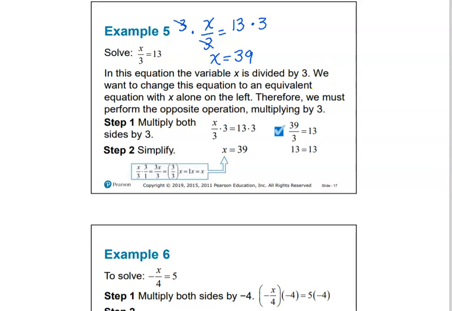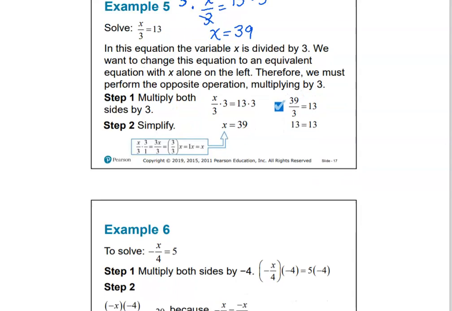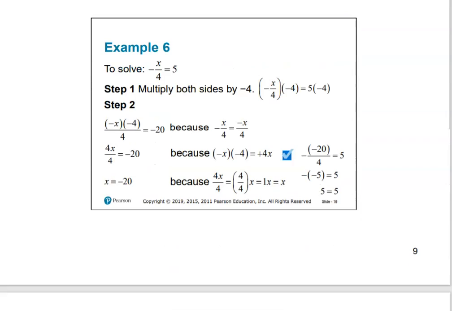We would get 13. So you're always able to kind of check yourself. This one could be a little bit tricky. So when it's written like this, what I like to do is rewrite it and put the negative on the bottom with the 4. Because then I know I can multiply both sides by -4, because it's x divided by -4 I want to multiply.